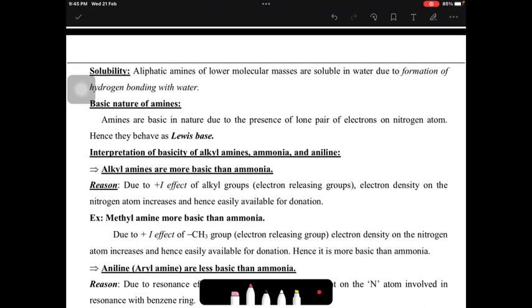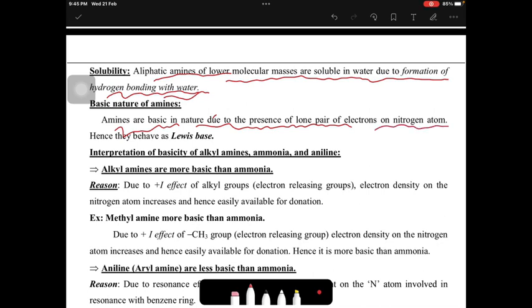Solubility. Aliphatic amines of lower molecular mass are soluble in water due to formation of hydrogen bonds with water. Basic nature of amines. Amines are basic in nature due to the presence of a lone pair of electrons on the nitrogen atom. Hence they behave as Lewis bases.